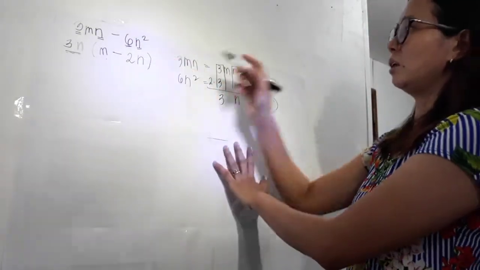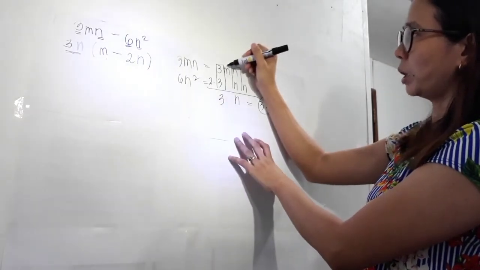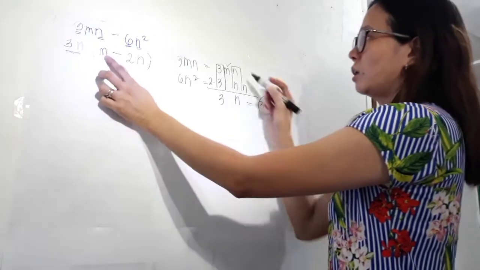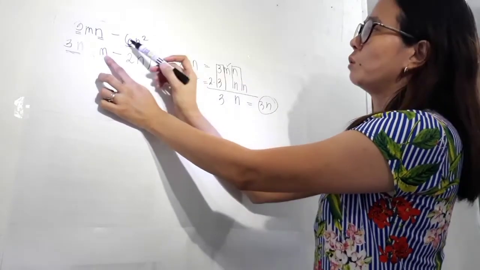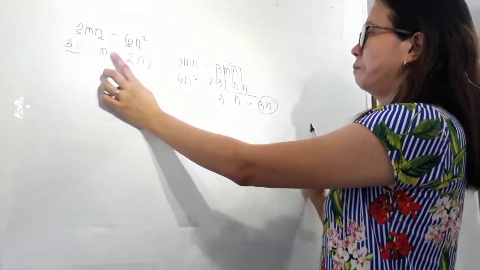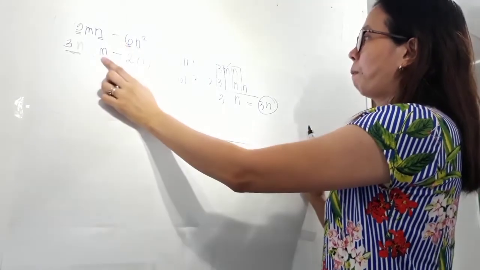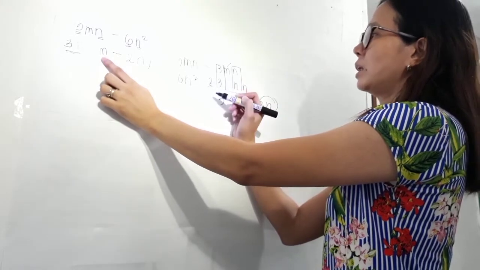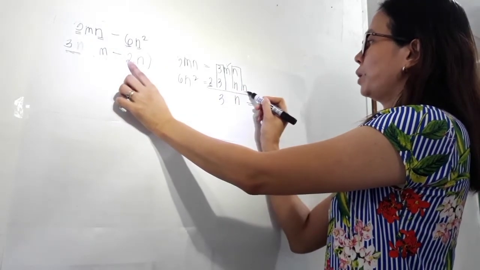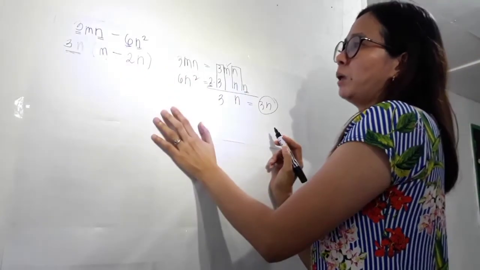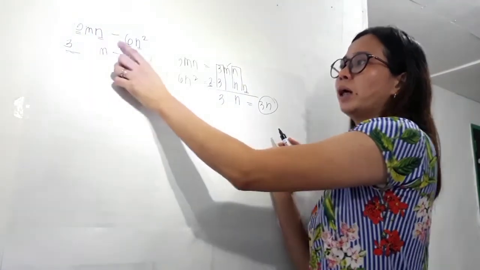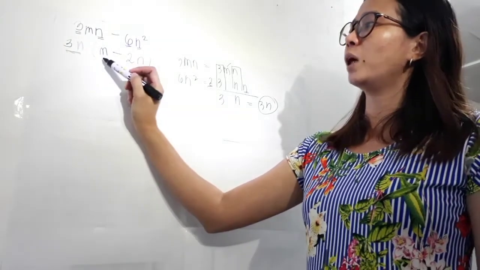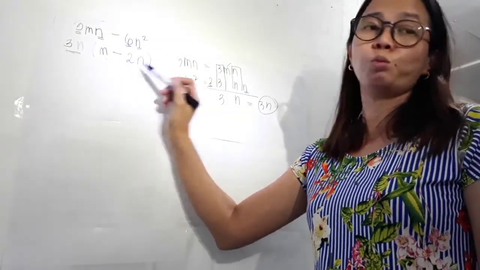And as you can see, the remaining term is inside the parentheses. Okay, so we have m, and then we have the negative sign, then we have 2. That is the remaining term. So 2, then we have n. So, it means the factors of 3mn minus 6n squared is 3n times the quantity of m minus 2n.